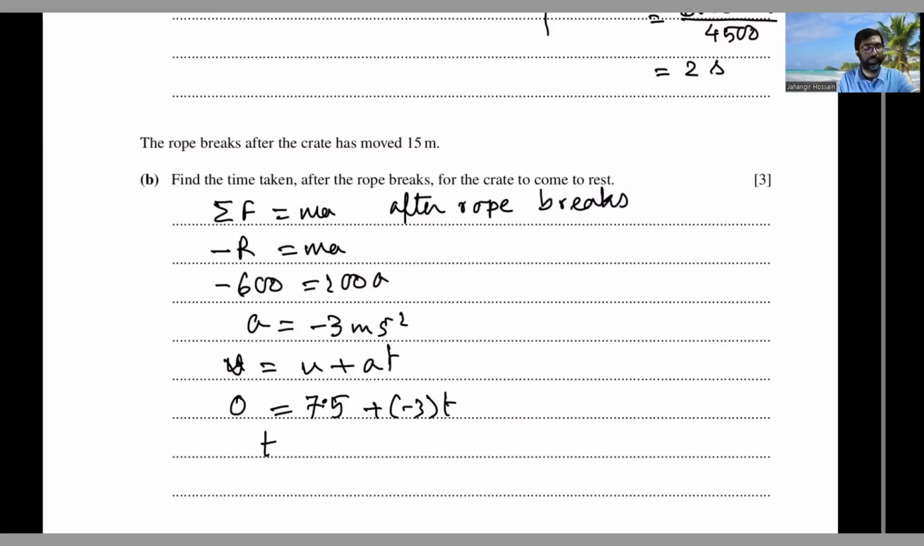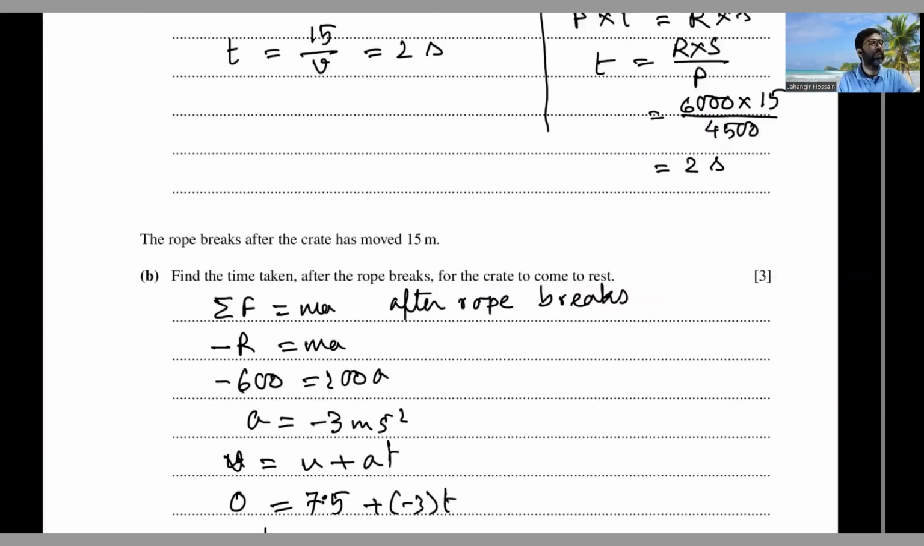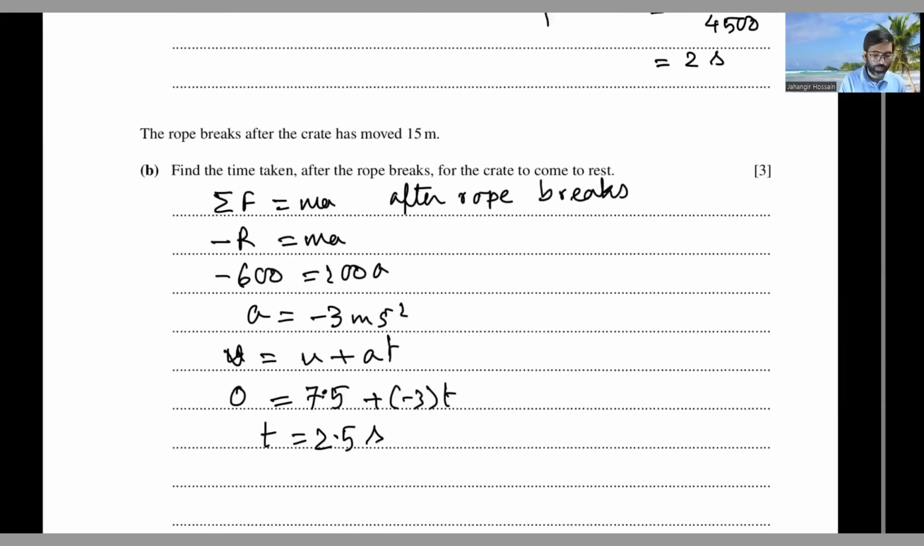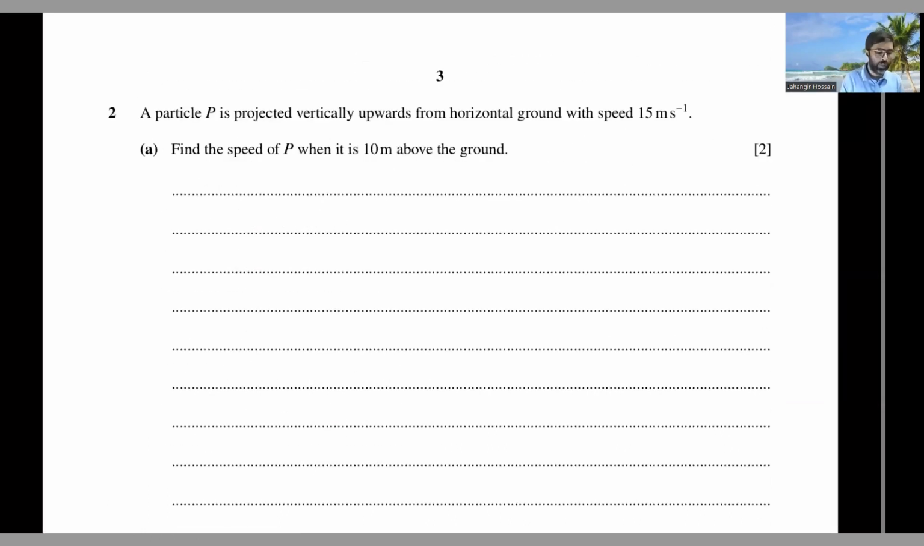So t is 7.5 by 3. We are going to find the time, yes. So t is 7.5 by 3, which is 2.5 seconds. Okay, that's 2.5 seconds, part B of question number 1. That's it. Now let's move on to question number 2.